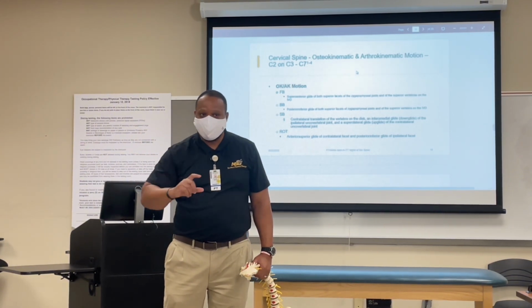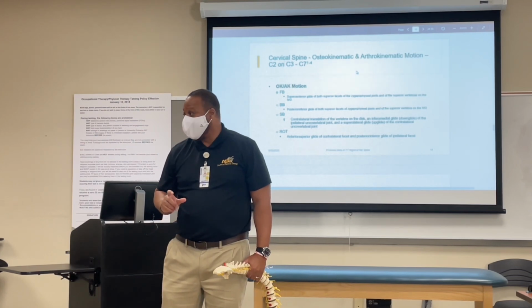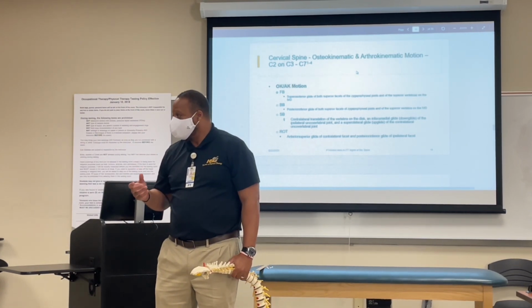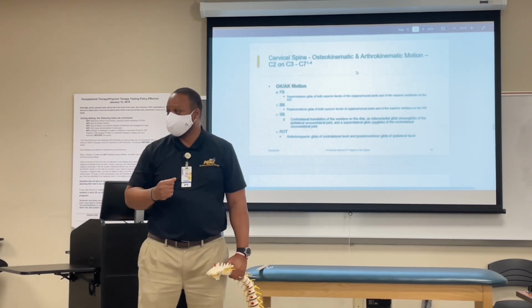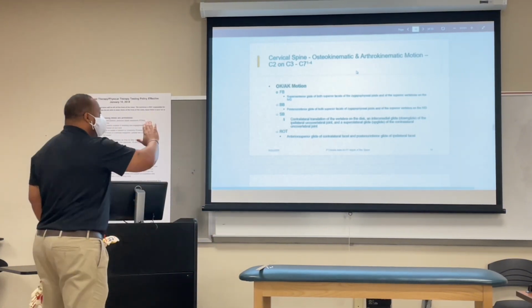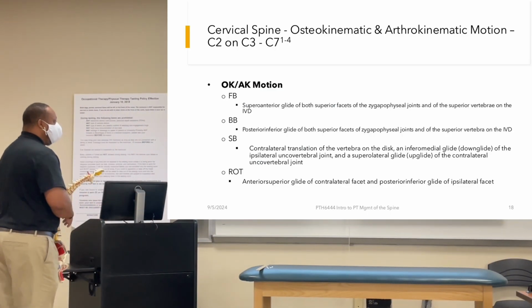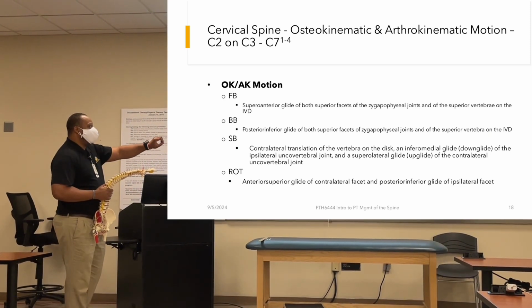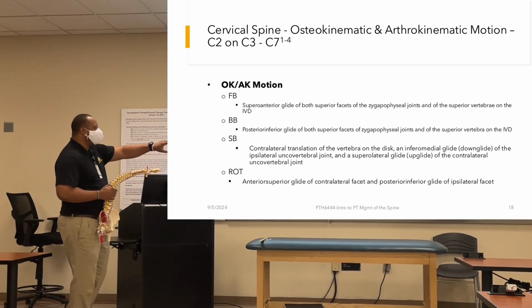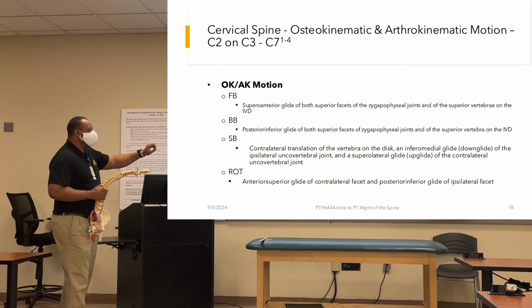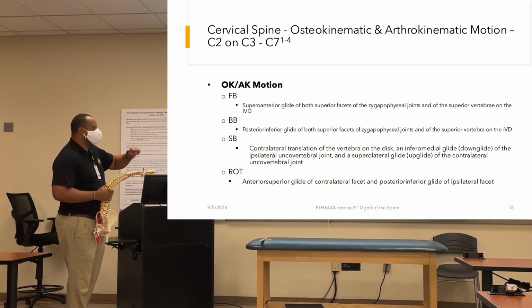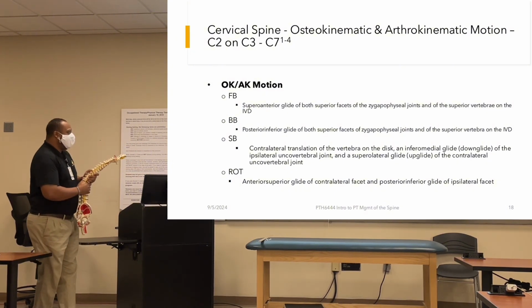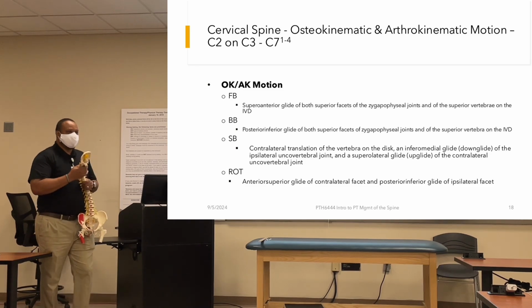Okay, so it may not be the entire mid-cervical spine that presents with a limitation. It could be a particular segment, all right? So just know this terminology of what is happening. So down glide, we got an inferior medial glide, and with your up glide, you have a superior lateral glide of the contralateral side.